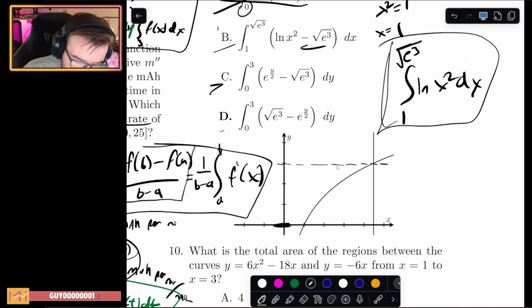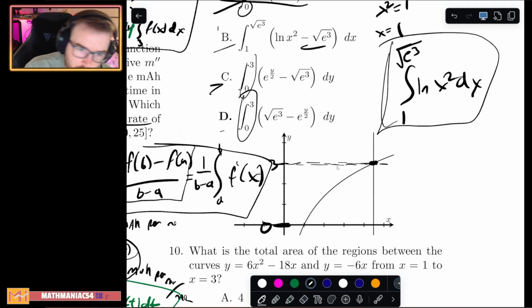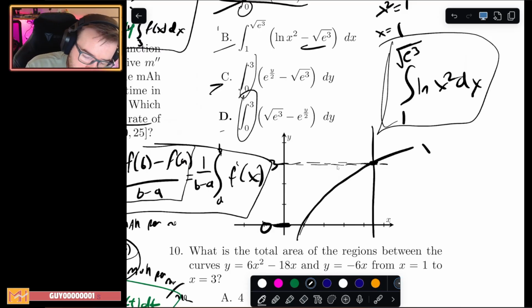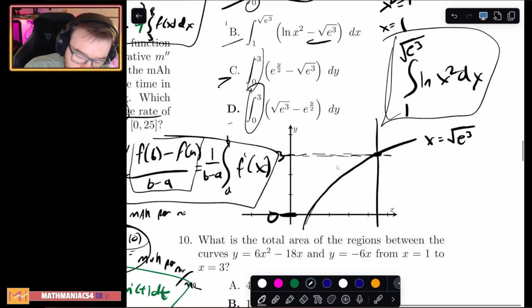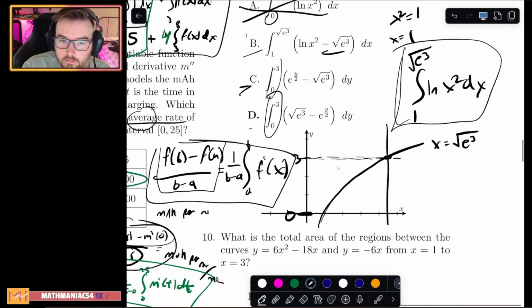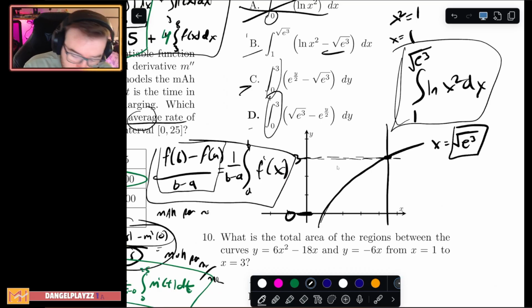And so this is at 3. I'm going from 0 to 3. And I want to do right minus left. Well, x equals the square root of e cubed is my function. This is my right function.